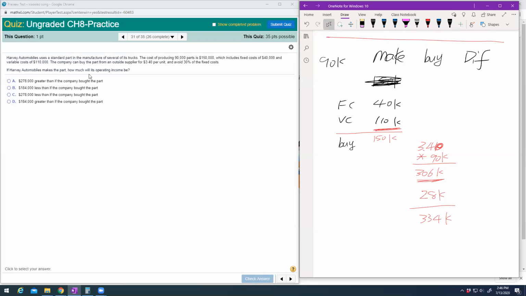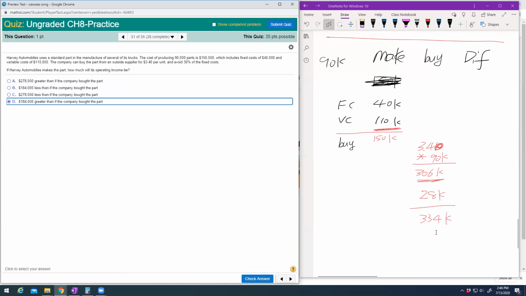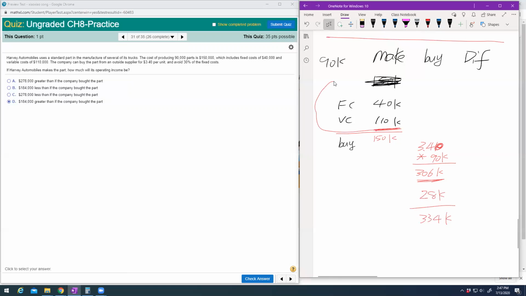If you make, your operating income will increase. Your operating income will be 184,000 more than if you buy the part, because if you buy, you have to pay 184,000 more. If you make, you save that 184,000. So the total relevant cost for make is 40,000 fixed plus 110,000 variable, total 150,000. The total relevant cost for buy is 334,000: you have the purchase price, and you also have to pay 70% of fixed cost, because you can save 30% but you still need to pay 70%. I hope I didn't confuse you.